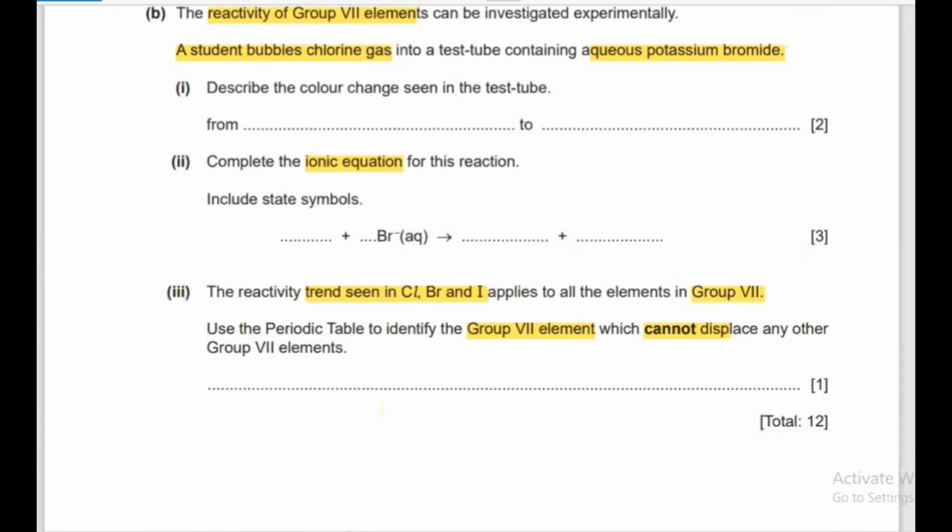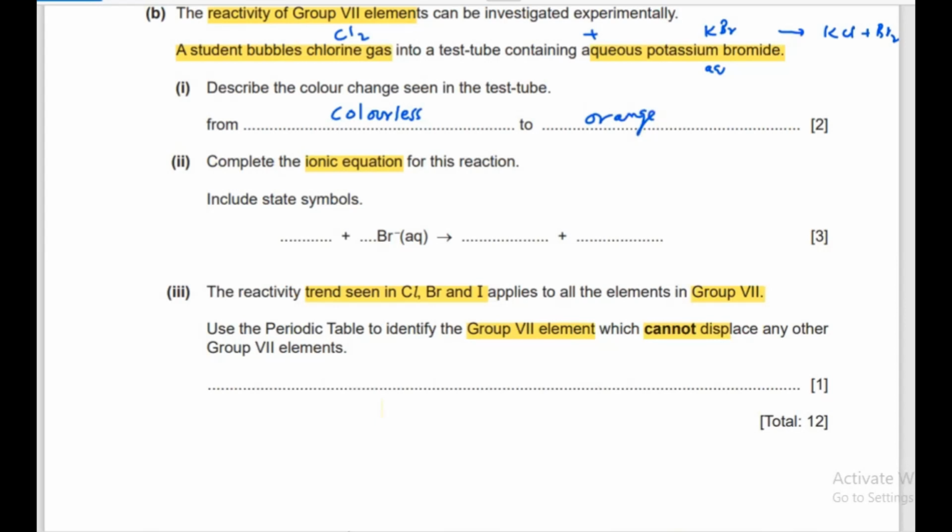Then the next question is: the reactivity of the group 7 elements can be investigated experimentally. A student bubbles chlorine gas into the test tube containing aqueous potassium bromide. So this is potassium bromide, and we are bubbling chlorine gas. Describe the color change seen. The color of aqueous potassium bromide is colorless. And the reaction between chlorine and potassium bromide is to give potassium chloride plus Br2. So this is an orange solution. Br2 solution is orange, so colorless to orange.